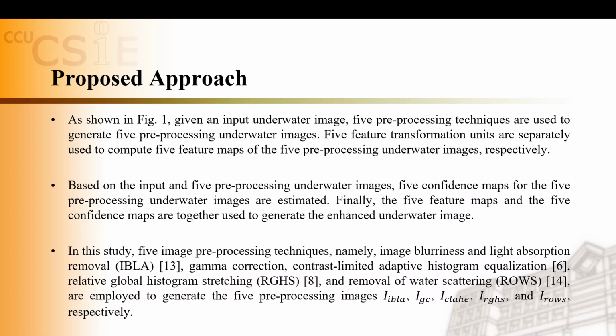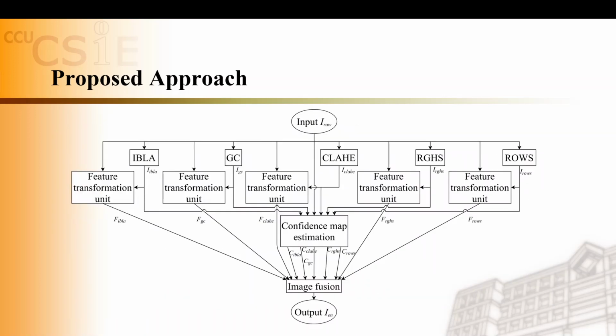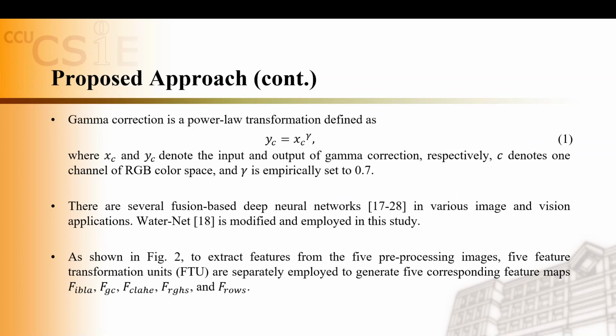In this study, 5 image pre-processing techniques, namely image blurriness and light absorption removal, gamma correction, contrast limited adaptive histogram equalization, relative global histogram stretching, and the removal of water scattering are employed. This is the framework of the proposed approach. Gamma correction is a power law transformation defined as equation 1.